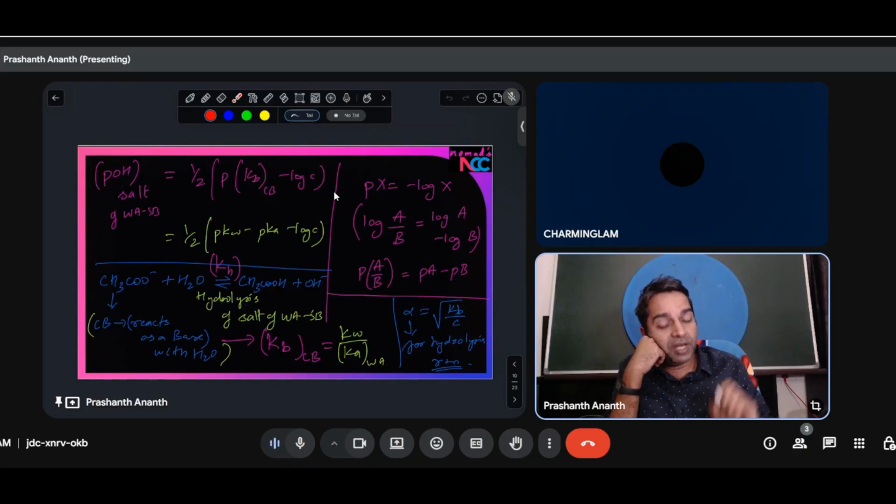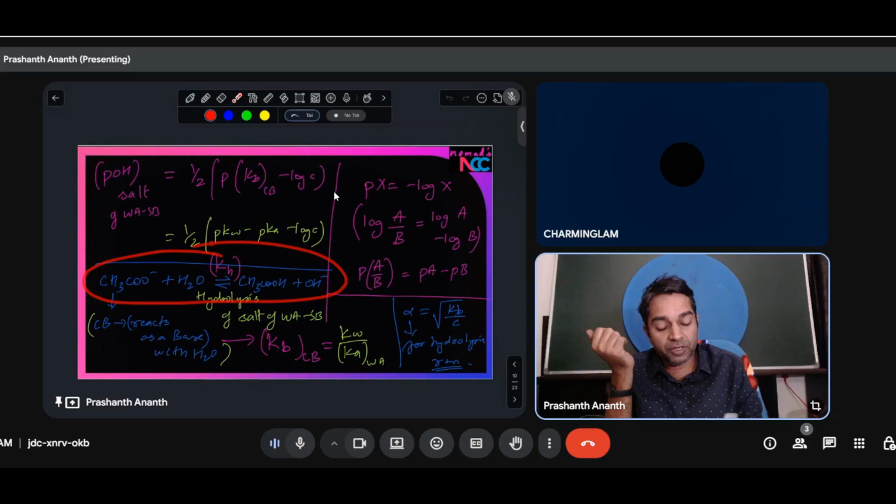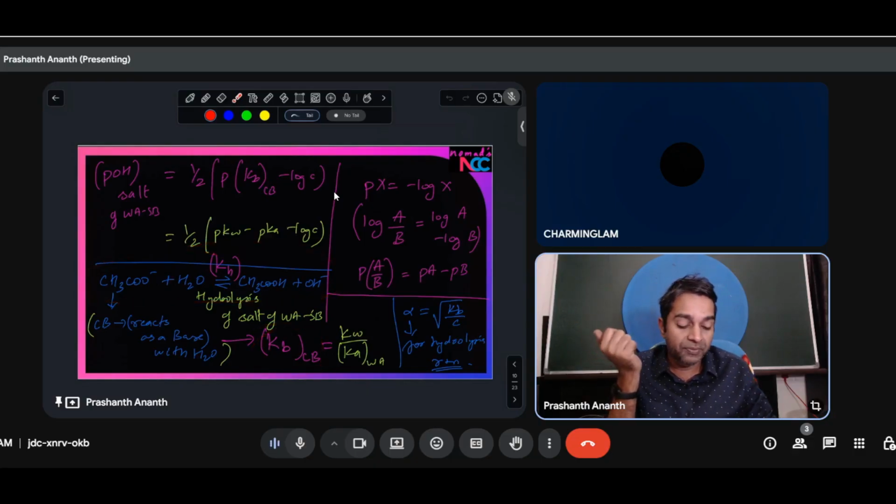Okay, so what is meant by hydrolysis here? Hydrolysis is basically nothing but the reaction of the CH3COO minus with water in this case. This is a conjugate base, so it reacts as a base with water, meaning this hydrolysis constant is nothing but Kb for this particular expression. For this expression, the equilibrium constant is going to be Kb for the conjugate base, which is nothing but Kw by Ka. And of course the alpha which we had over here, which is square root of Kh by C, is for the hydrolysis reaction. So for that reaction we have got alpha also done.